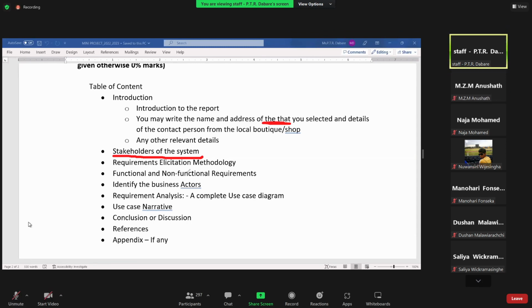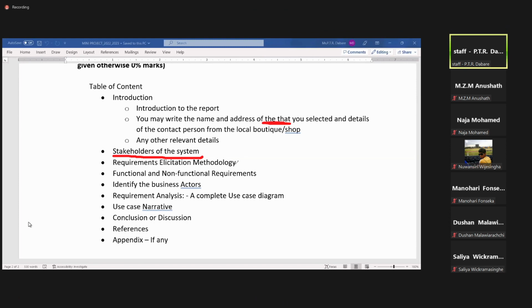Then the requirements elicitation method. Here you have to tell how you collected data, from how many people you collected data, and give all the details. That means you have to attach the questionnaire. Yes, you may select a pharmacy as well. You also have to talk about the interview questions you asked and the answers you got.